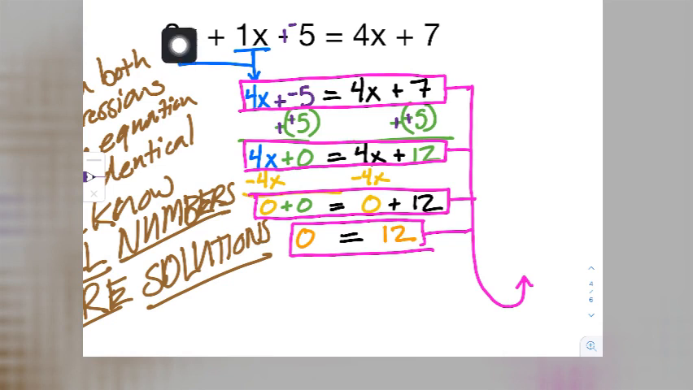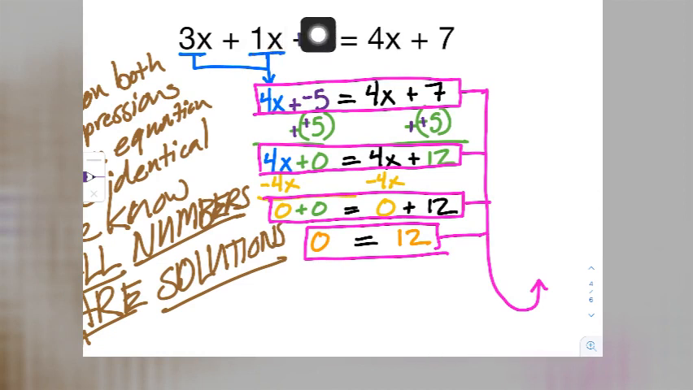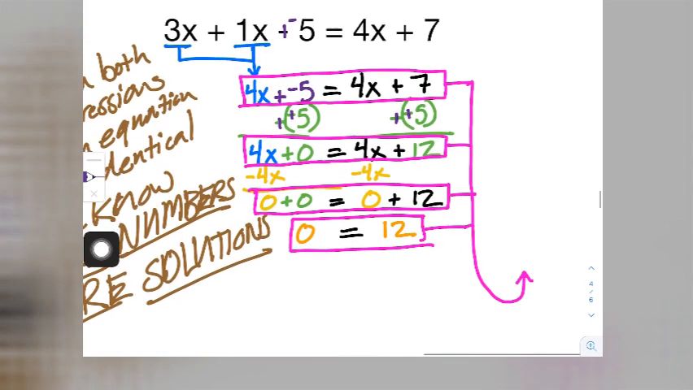So what that's saying is, the question is, what value for x will make 3x plus 1x plus negative 5 equal to 4x plus 7? And what we're finding when we solve it and come up with something like this is there is no value for x. So we're going to write that out.